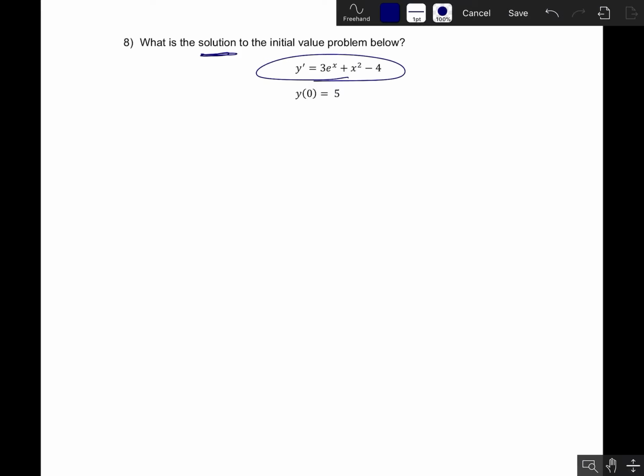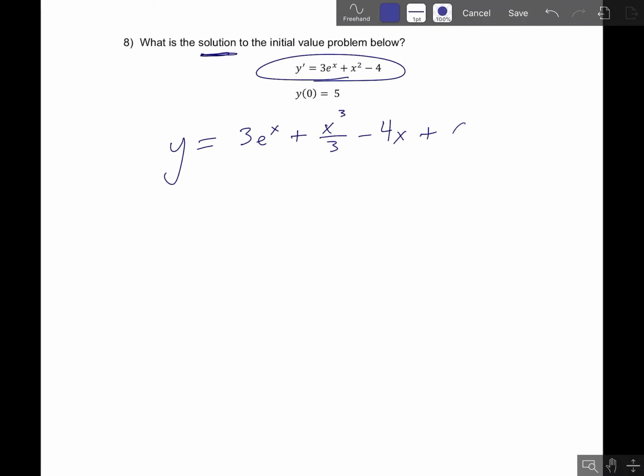So our first step is just to take this expression for y prime and take an antiderivative on both sides with respect to x. So what we're going to get is y is equal to the antiderivative of 3e to the x, which is again going to be 3e to the x, because the 3 is along for the ride and the integral of e to the x is itself. The next term we use our power rule, so the integral of x squared is going to be x cubed over 3, because we increment the power by 1 and then divide by the new power. And then a minus 4 will become a negative 4x whenever we integrate.